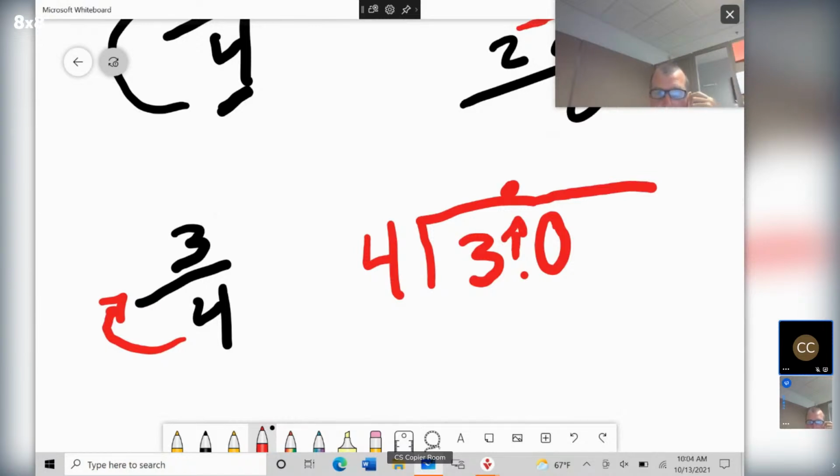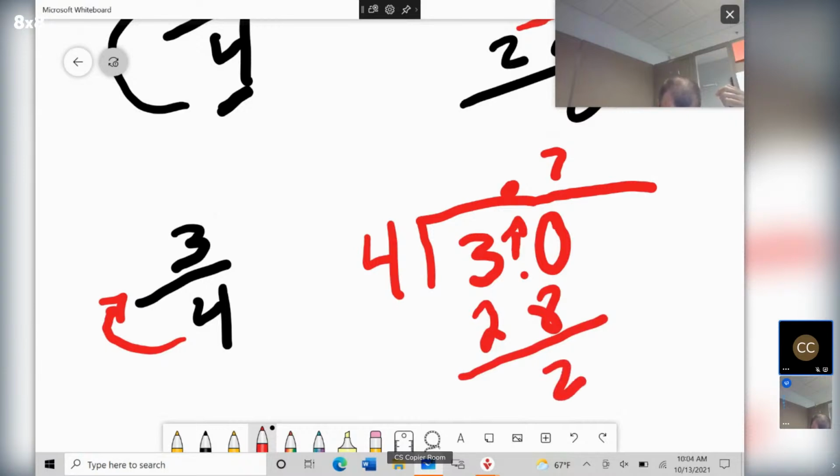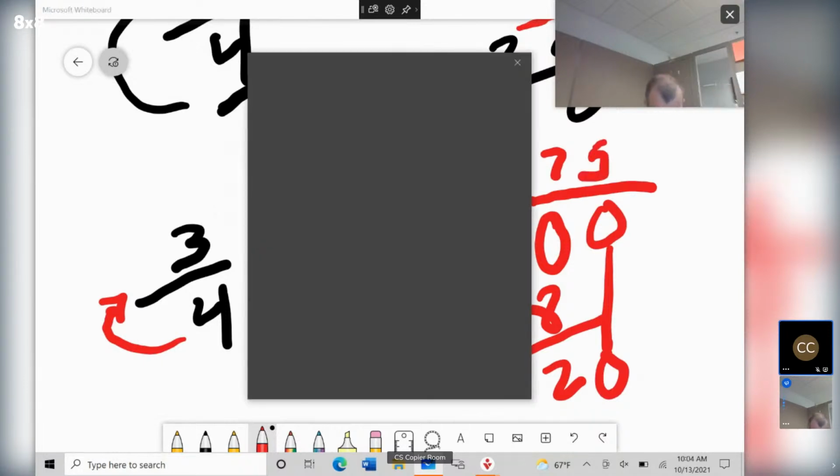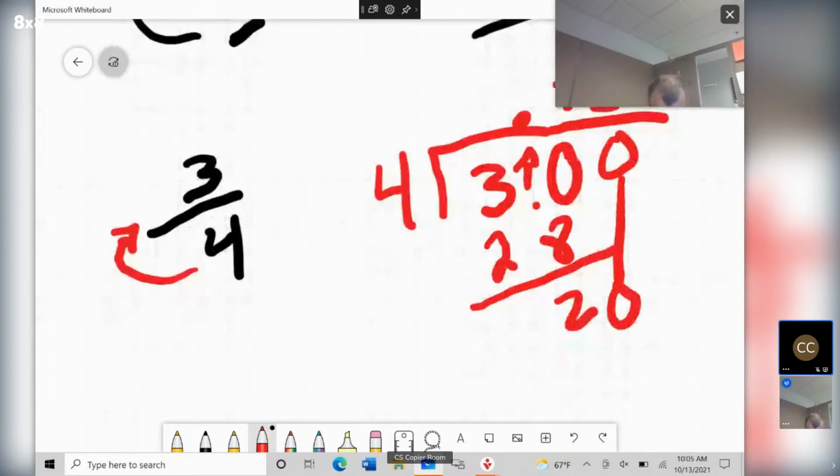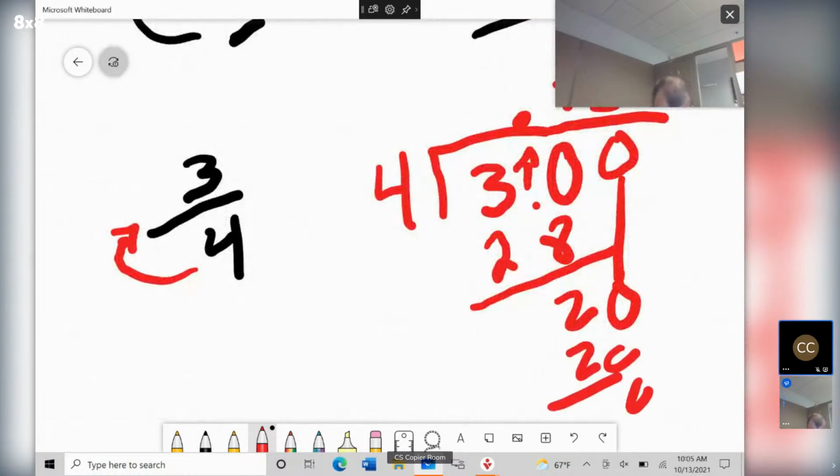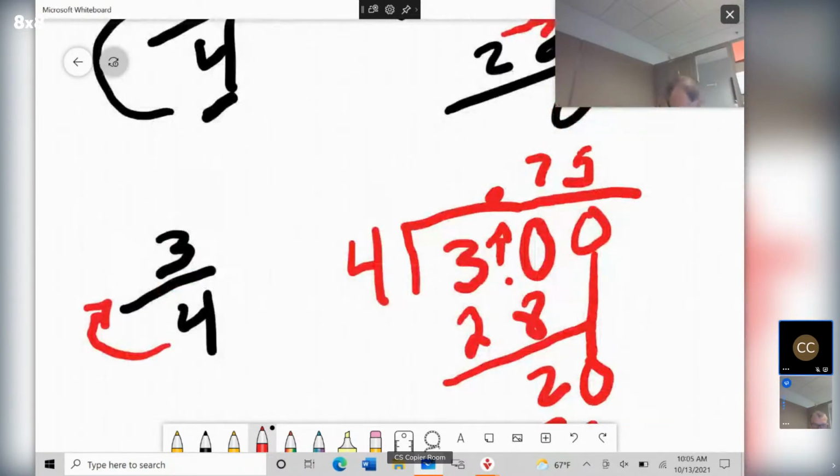4 goes into 30 7 times. 7 times 4 is 28. There's 2 left over, so we have to bring another 0 down. Then 4 goes into 20 5 times. 5 times 4 is 20. Nothing left over. So 3/4 written as a decimal is 0.75.